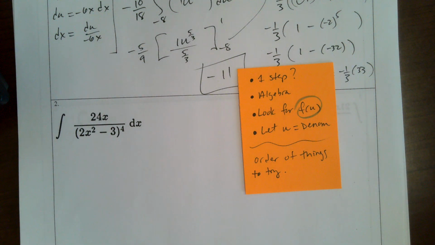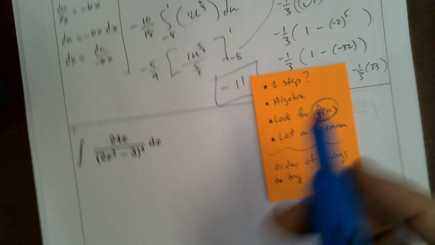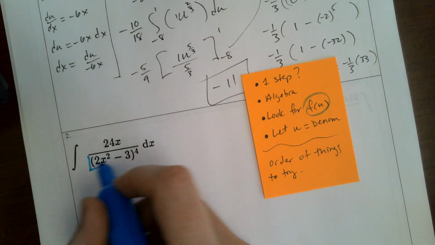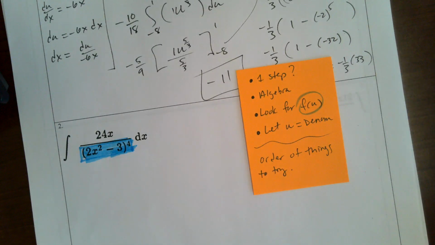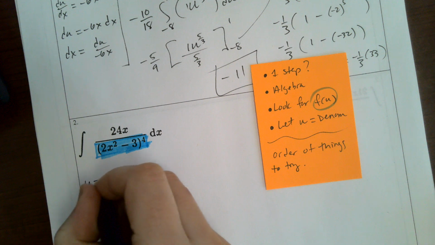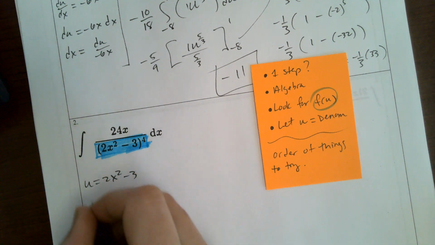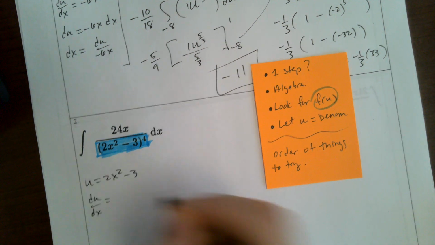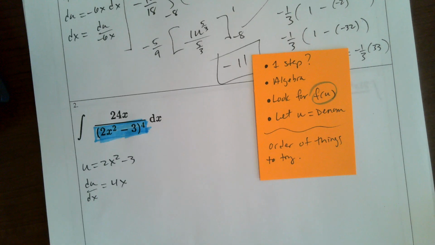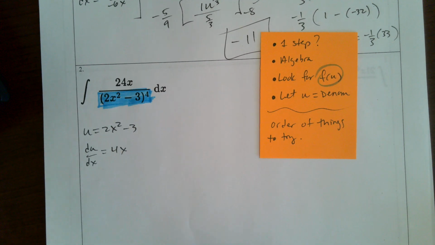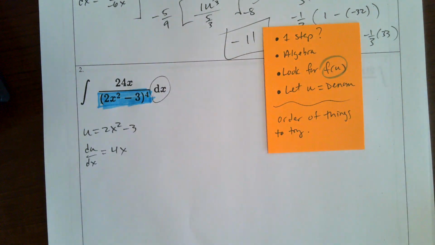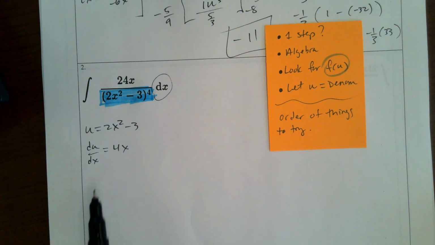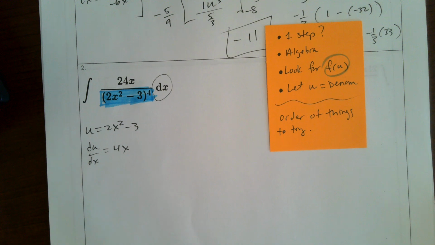Look for f of u. Look for f of u. I see it. Okay, it's this. All right, so that right there is f of u. So what is u? So u would be 2x squared minus 3. You immediately do the derivative. Okay. Alrighty, guys. Now I look back up at the top. I don't have to change any endpoints, but this dx I do have to change. So I go down here and I solve for dx.